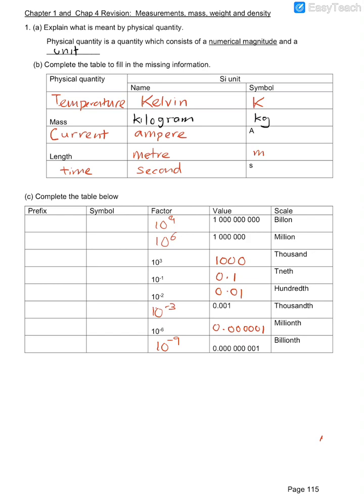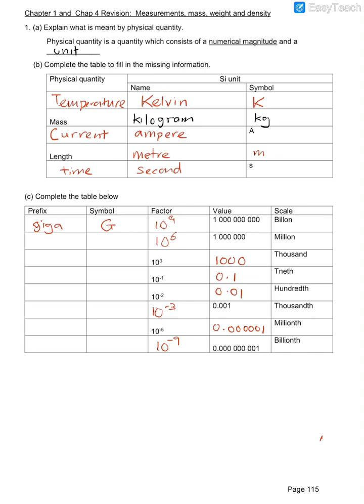Then the symbol and the prefix. The very, very big one, 10 to the power 9, is giga. Look carefully: here is the symbol, so you write the G here. G is for giga. And then you spell out giga on the left side. Don't fill in the wrong column, or you lose marks. Then 10 to the power 6 is what?